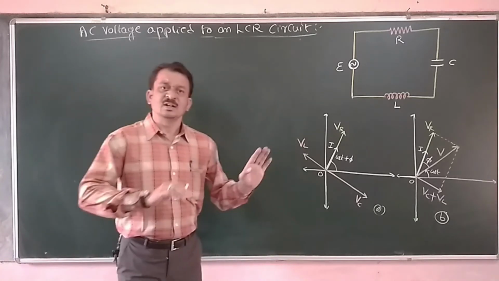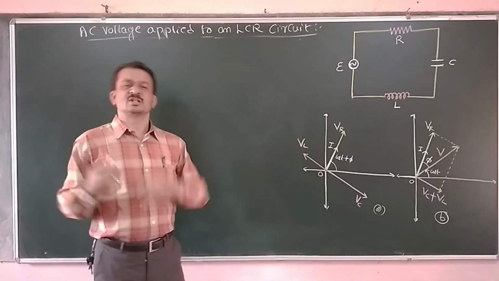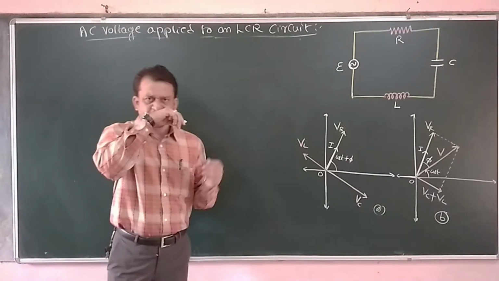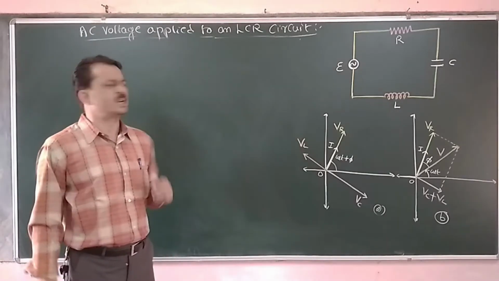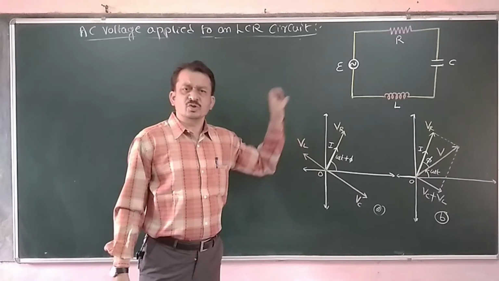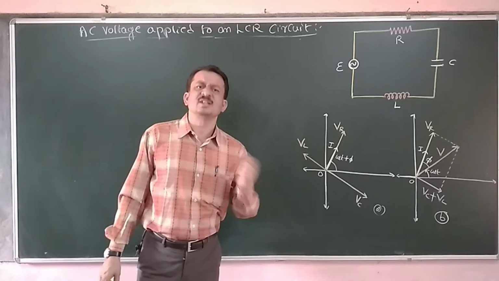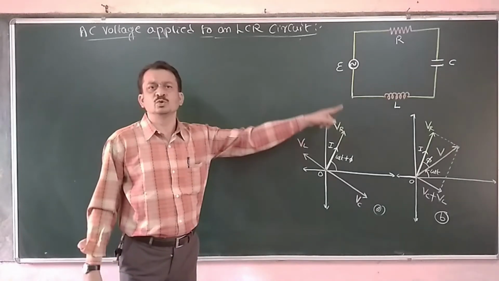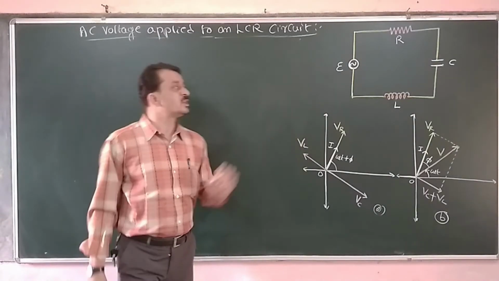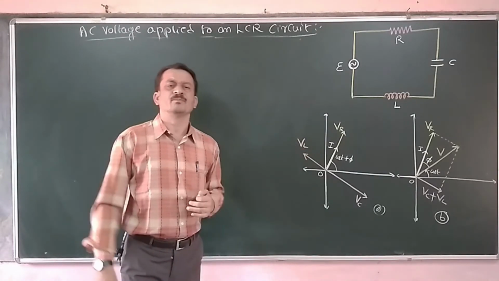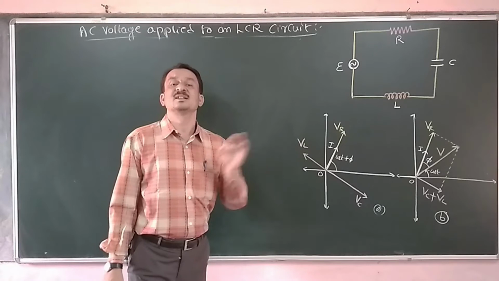Across the capacitor, current leads the voltage by 90 degrees. That we have studied. Now here we are going to study the phase relation between the applied voltage and the current flowing through those three components when they are connected in series as shown in the diagram. That we call an LCR circuit.